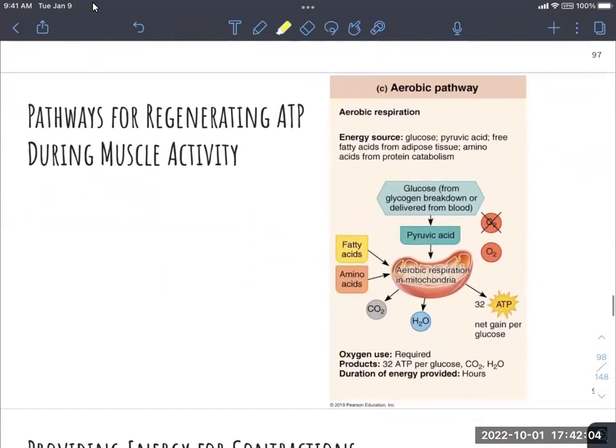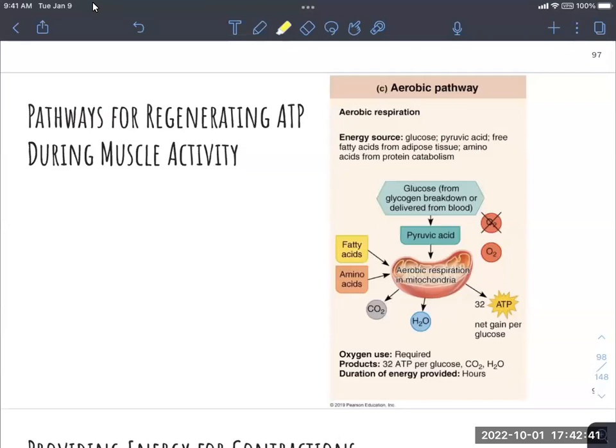So here's our aerobic pathway. We have our glucose. It gets broken down from glycogen, which is usually stored in the liver. And when that glycogen gets broken down, it gets sent out into the bloodstream to get into the muscles. Or we can use pyruvic acid. It goes into the mitochondria. We use oxygen to convert either the glucose or the pyruvic acid into 32 ATP.